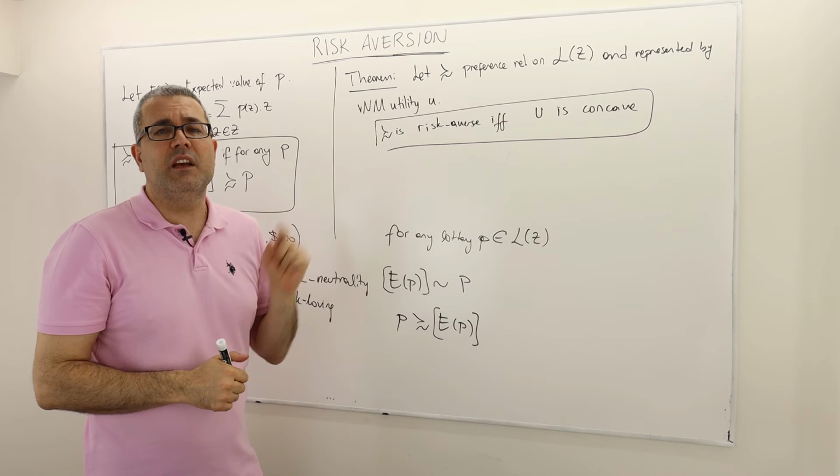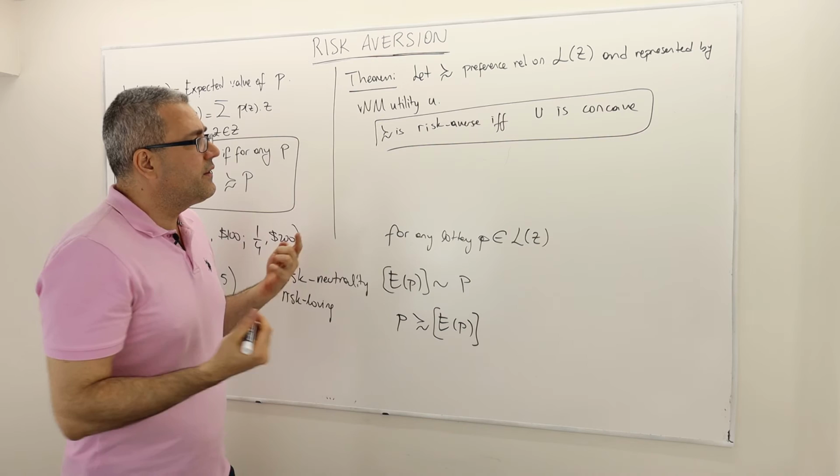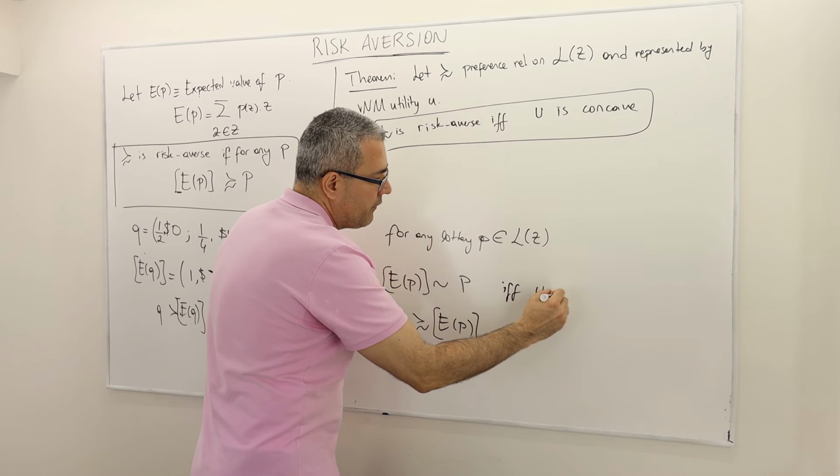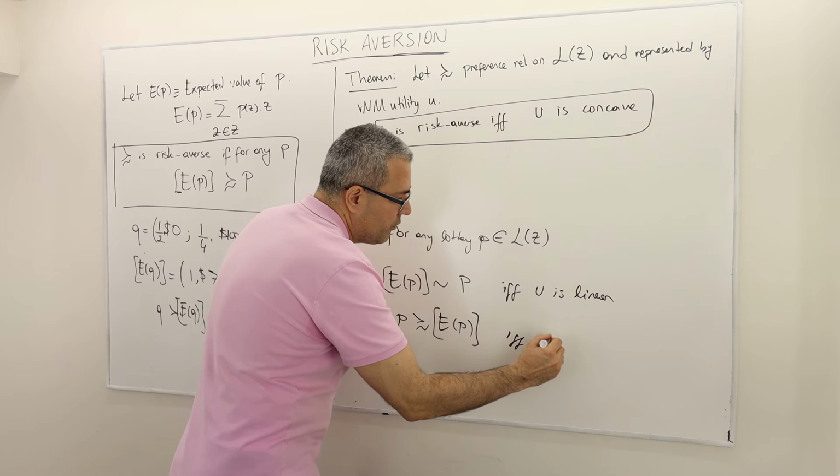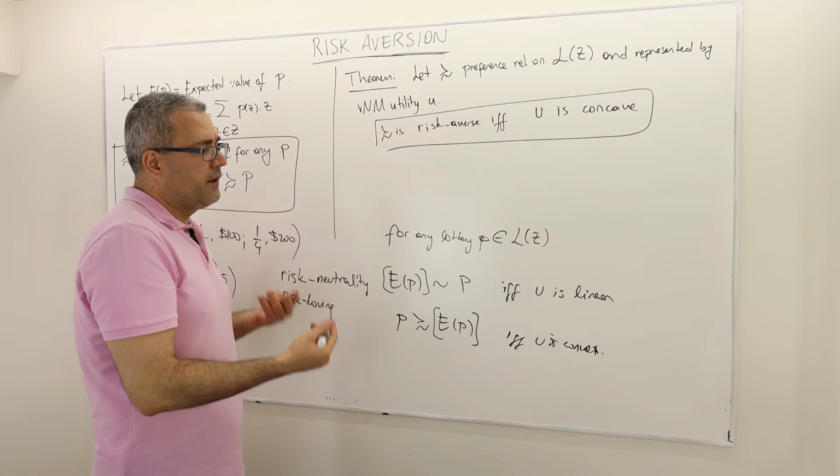All right, so with this same idea, we can actually say risk neutrality if and only if U is linear, and risk loving if and only if U is convex. All right, so what is a concave function? What is a linear function? What is a convex function?